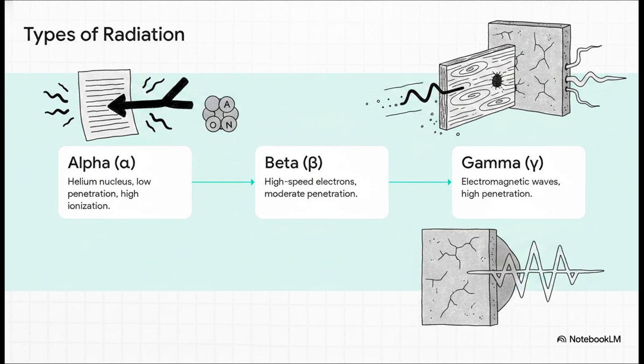Second is beta radiation. These are high-speed electrons with moderate penetration. And third, the heavy hitter, gamma radiation. These are pure electromagnetic waves with extremely high penetration power. You need some serious heavy shielding to block these guys.